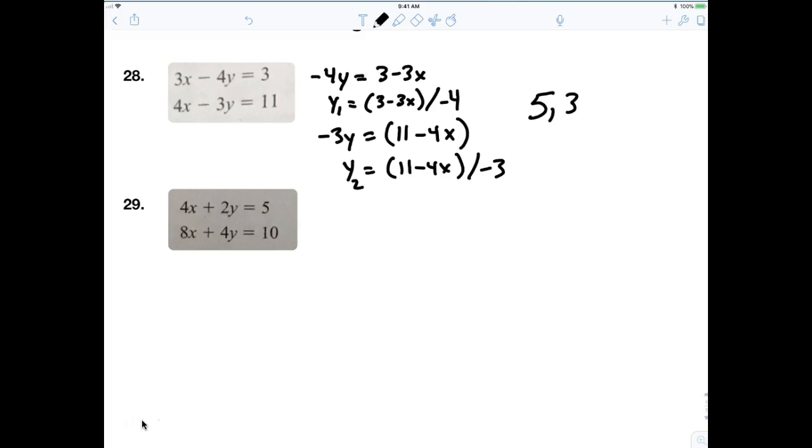Somebody said 5, 3. Does anybody believe that? Yeah, that doesn't mean it's right. All right, 5, 3 is probably the answer. All right, probably the answer.